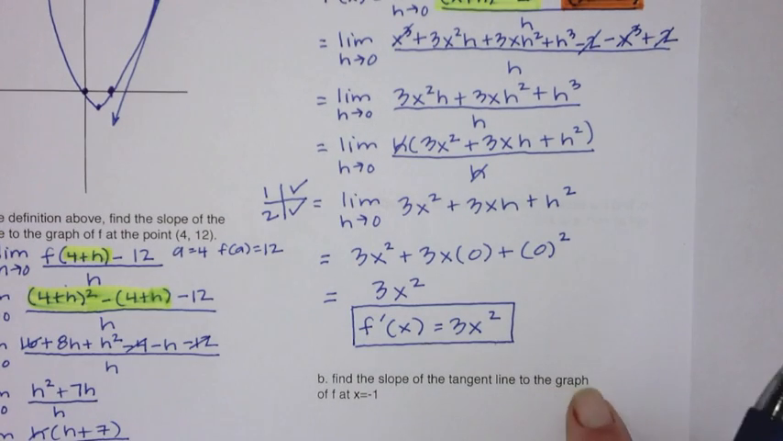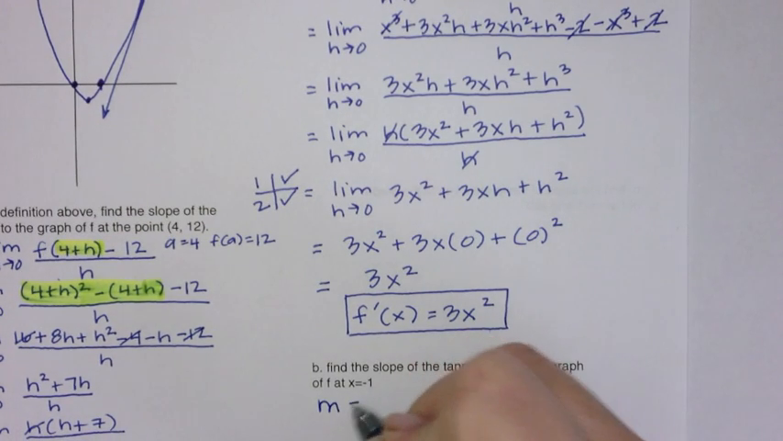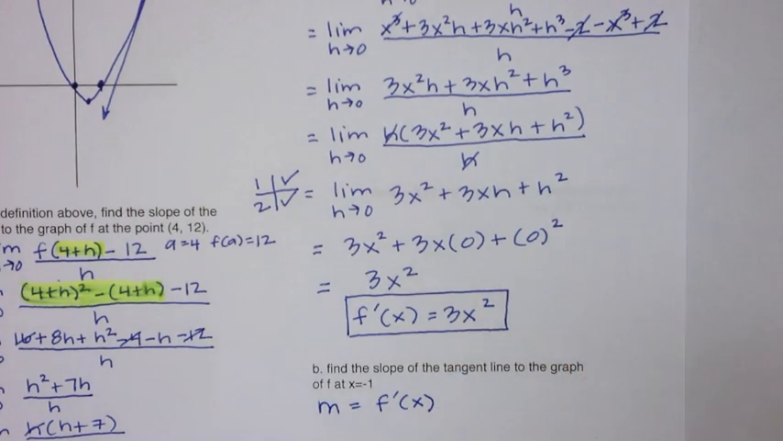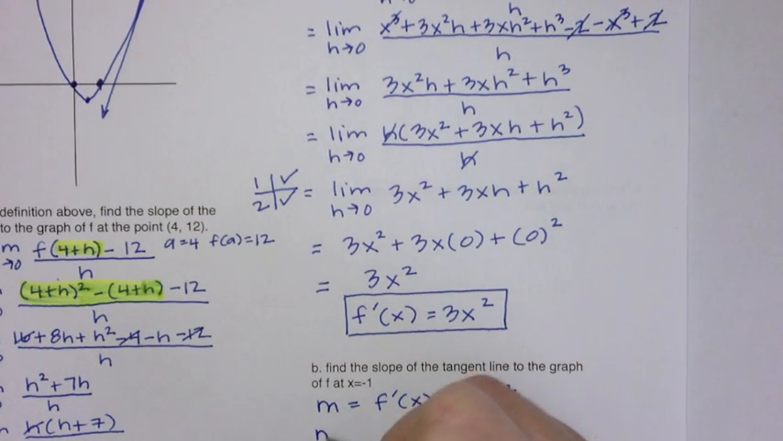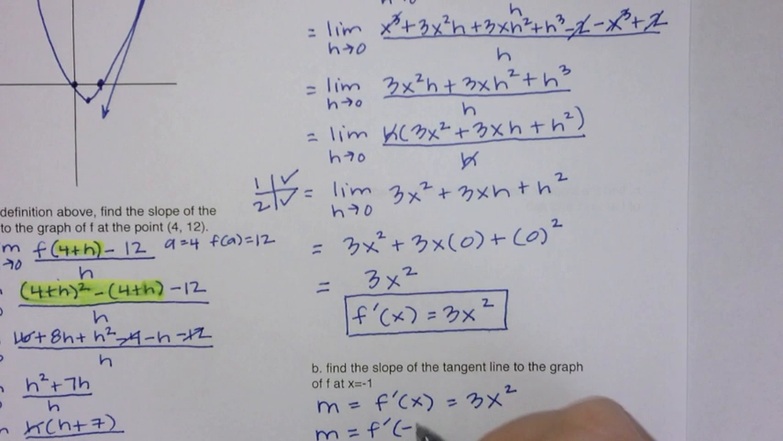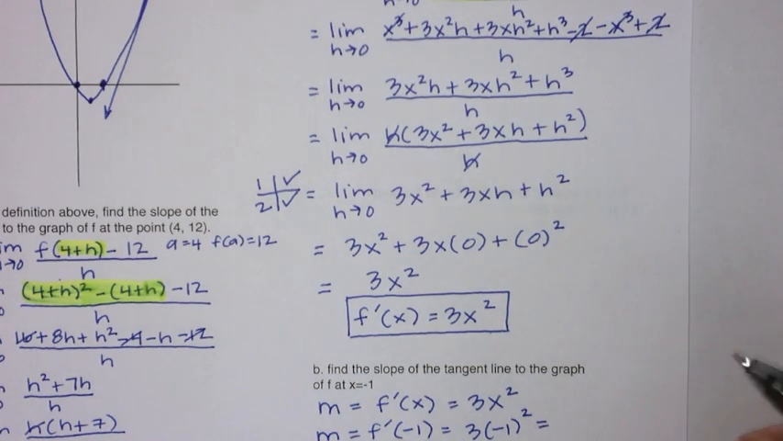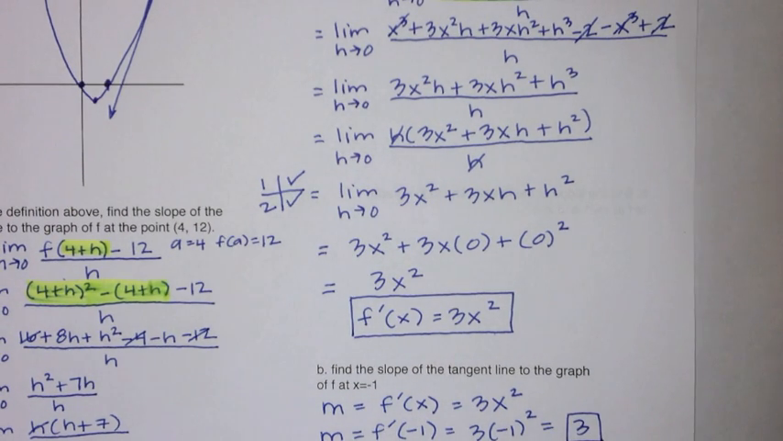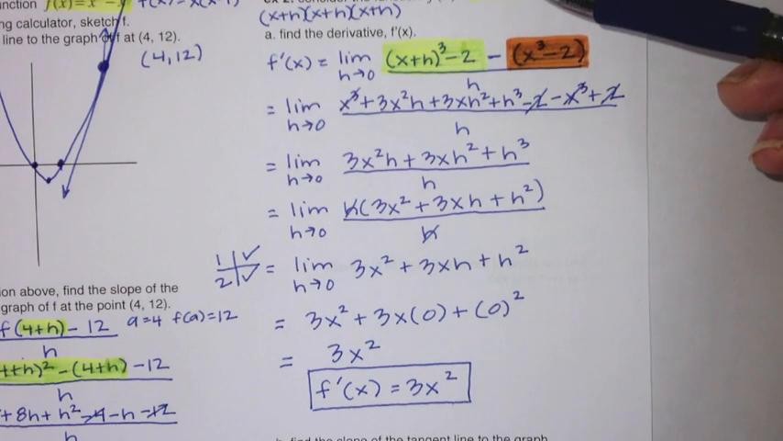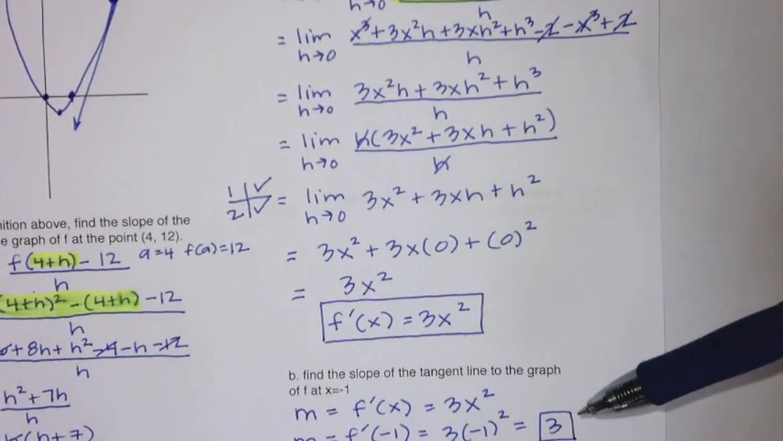So find the slope of the tangent line to the graph of f at x equals -1. So we want the slope, which is an application of the derivative. So we need to plug in f prime of -1. So the slope is 3. So if you were to take this, which I don't have my graphing calculator in front of me, but if you were to take x cubed minus 2 and then draw a tangent line at -1, this would be the slope of that tangent line right there.